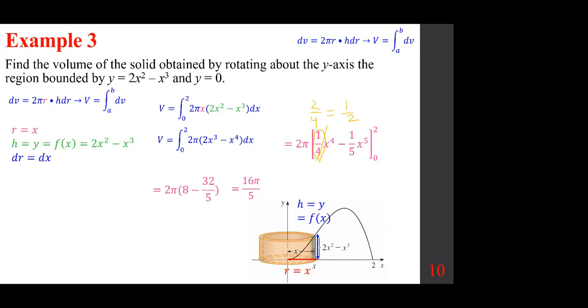Okay, everybody? If you plug in 2, 2 to the power of 4 is 16. 16 divided by 2 is 8. 2 to the power of 5 is 32, minus 32 over 5. Okay, can take a common denominator of 5, do the math, and multiply by 2 pi. And that's your final answer. It's pretty straightforward, everybody.